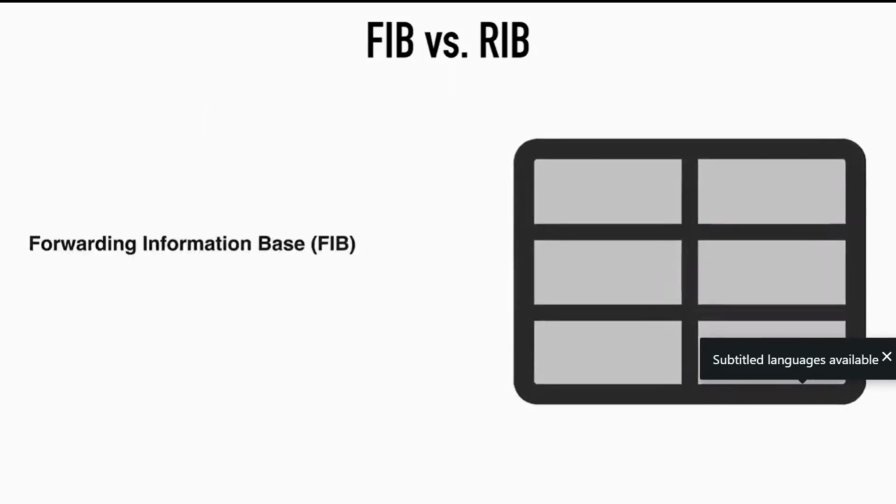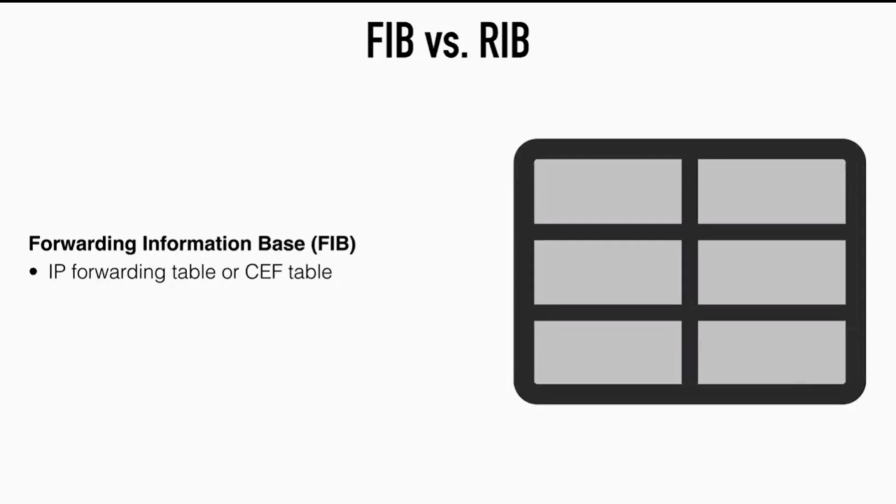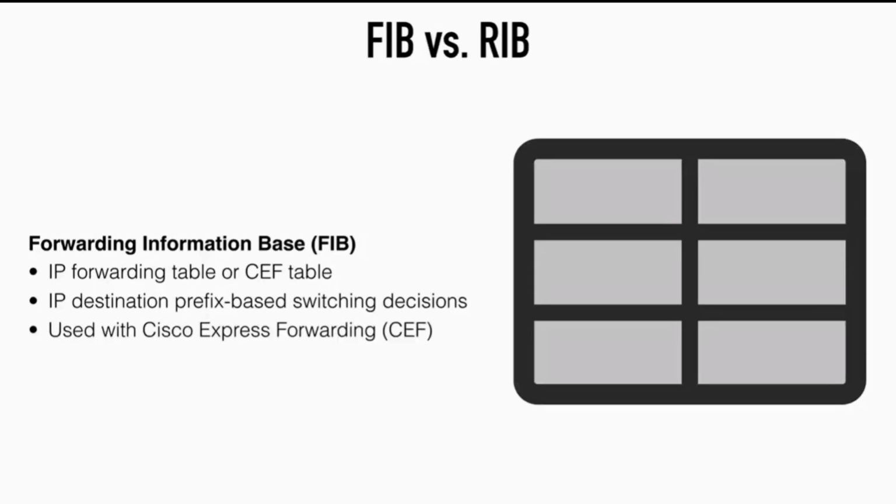The FIB is also sometimes referred to as the CEF table or the IP forwarding table, and this is used to make IP destination prefix-based switching decisions. The FIB contains the interface number and next hop information for each reachable destination network prefix. The FIB, as we've mentioned in regard to Cisco Express Forwarding, is also used in conjunction with CEF.